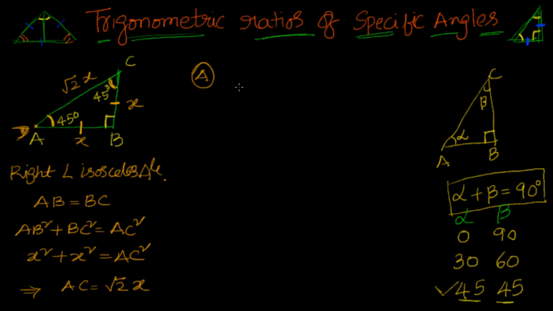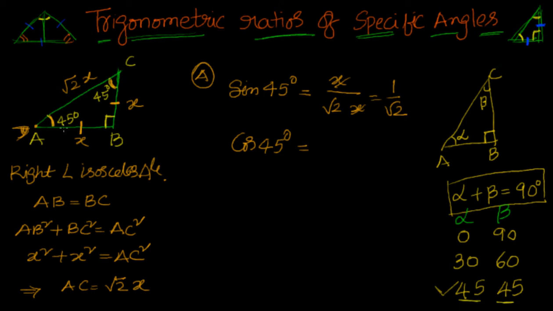So I will calculate all of them. What is sine of A? What is A? 45 degrees. Sine of 45 degrees is equal to my opposite x divided by hypotenuse, that is root 2 of x. Cancels, 1 by root 2. Similarly, you can see that cos of 45 degrees, that means adjacent by hypotenuse, it's also x by radical of 2 or square root of 2 into x. That is also nothing but equal to 1 by root 2.